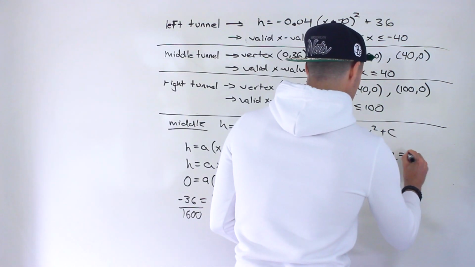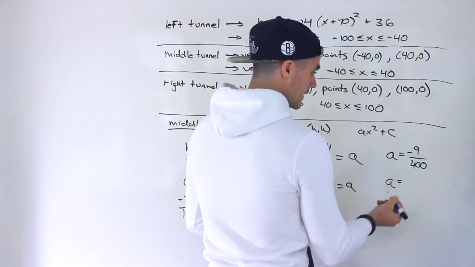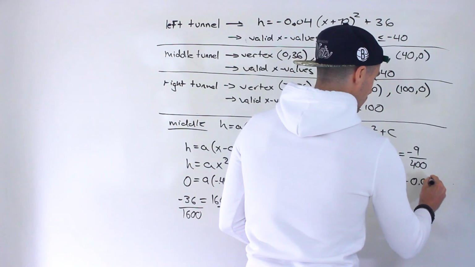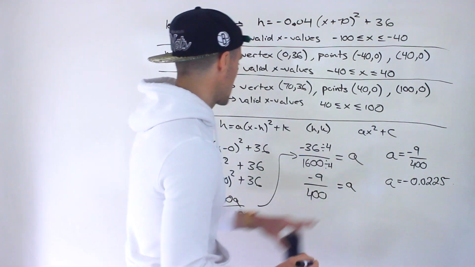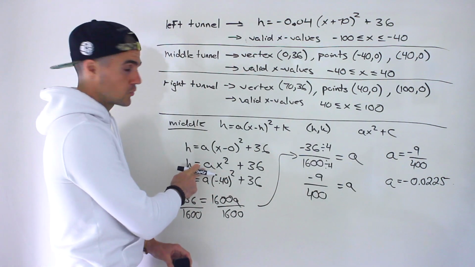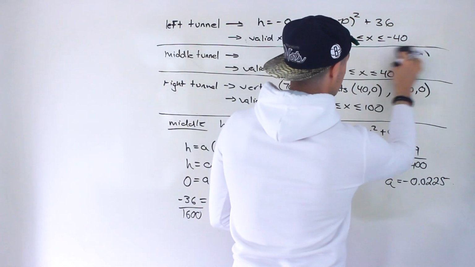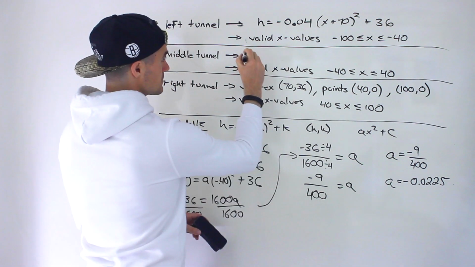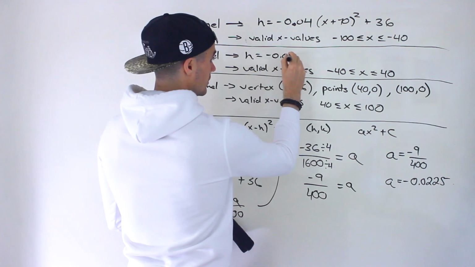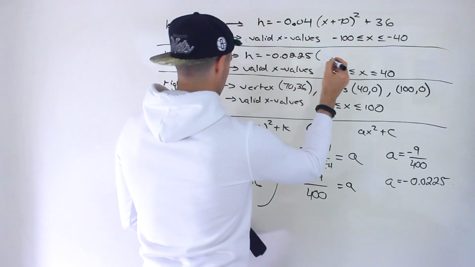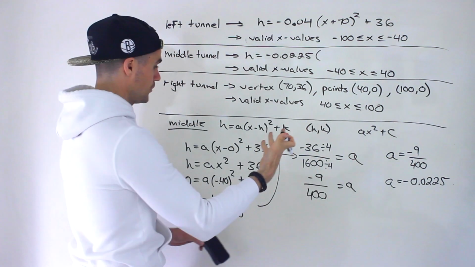So the a value in this case is either negative 9 over 400, or if you want to get the decimal, you can divide that in your calculator. You'd end up with negative 0.0225, like that. So either of those a values that you plug here would work for the equation. Okay, so that's the middle tunnel. I'm just going to stick with decimals for all of these, but again, you can use fractions. Maybe a question like this, your textbook may use fractions. So just make sure that you're able to get both of them.